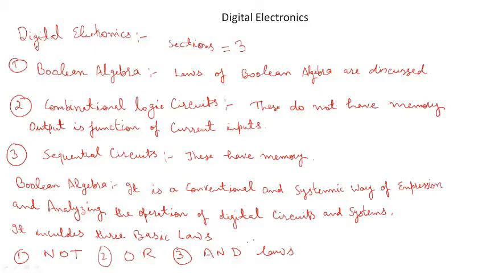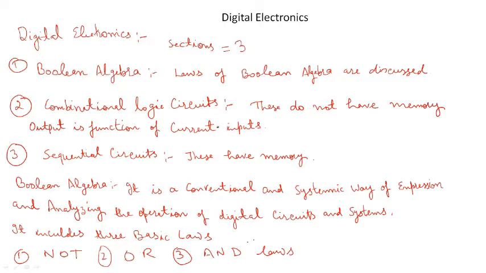Hello everyone. Digital electronics is discussed under three sections. The first section is Boolean algebra. In this section, the laws of Boolean algebra are discussed. The second section is the combinational logic circuits. In this section, the laws of Boolean algebra are applied.